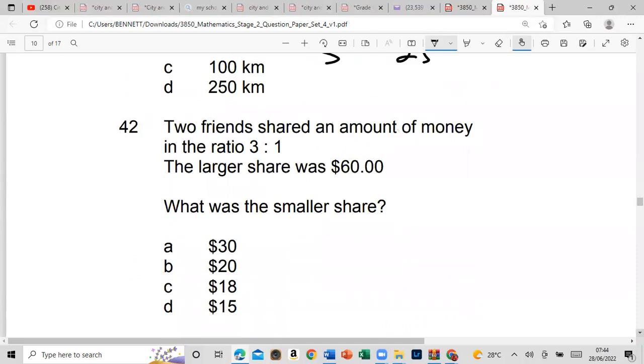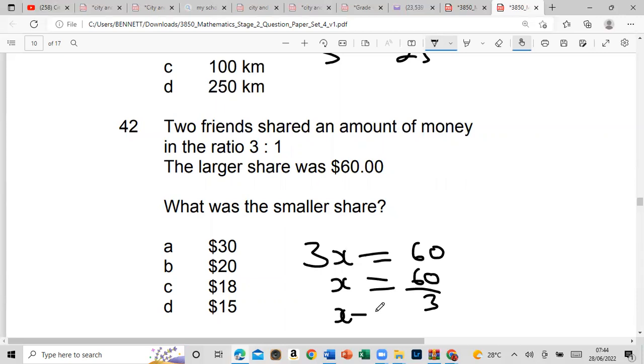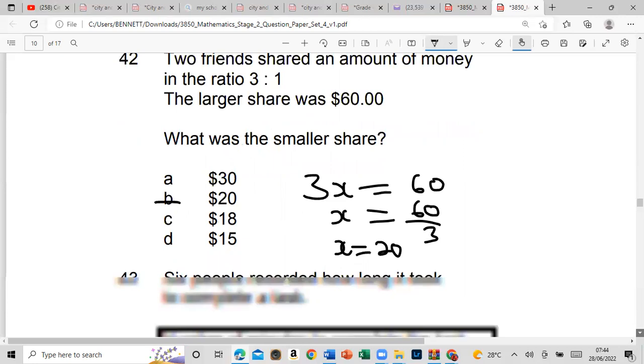2 friends shared an amount of money in the ratio 3:1. The larger share was $60. What was the smaller share? So what they're saying is that 3x is equal to 60, so x is 60 divided by 3. The next person will get 20. Alright, let's move on to 43.